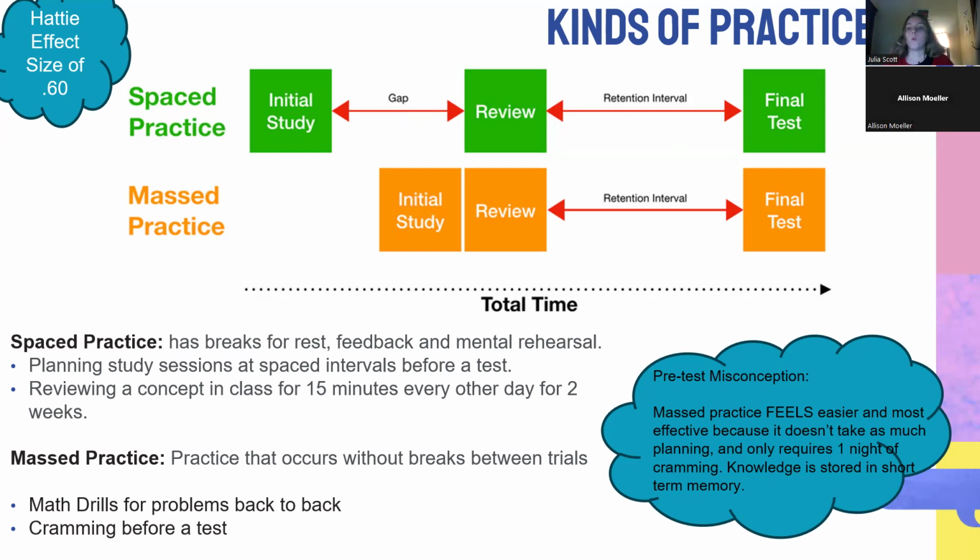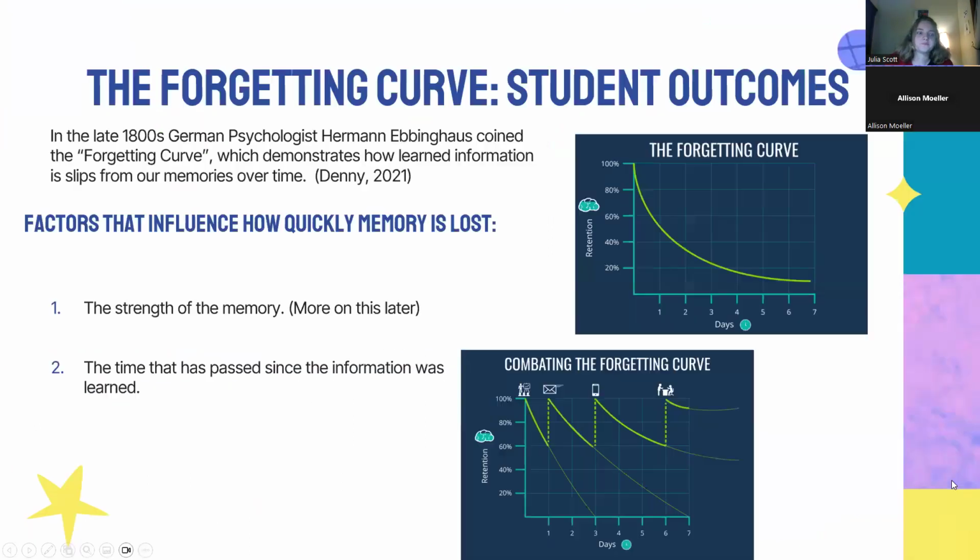One of the misconceptions about mass practice is that it's easier because it feels easier. Students think, I can push off my studying until the night before an exam, and if I cram the night before and do well, it feels like that works really well. But the brain science says differently, which we're going to talk about in a second.